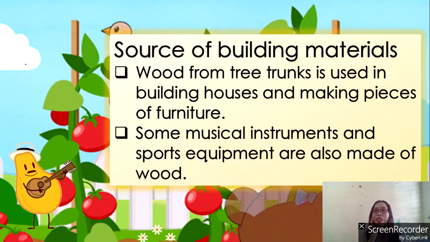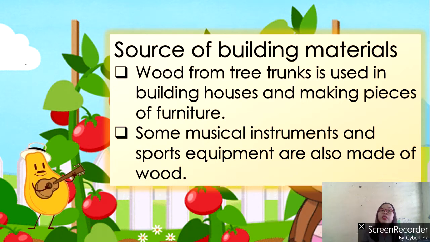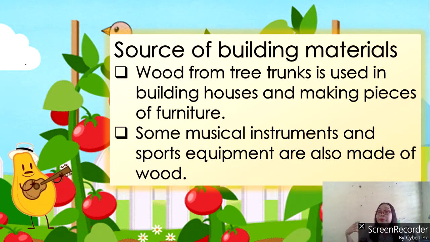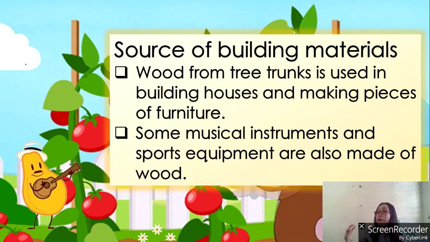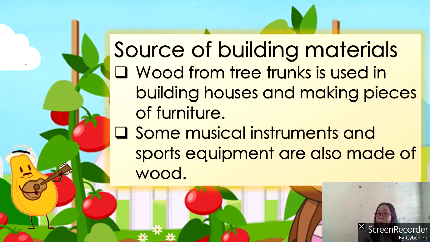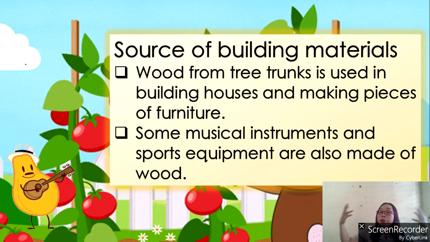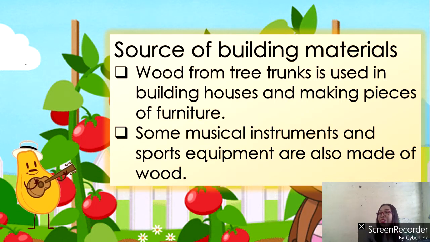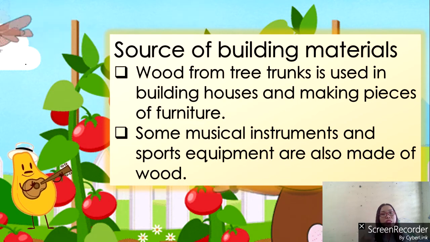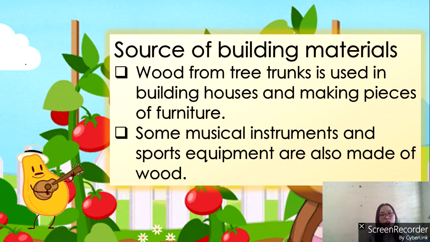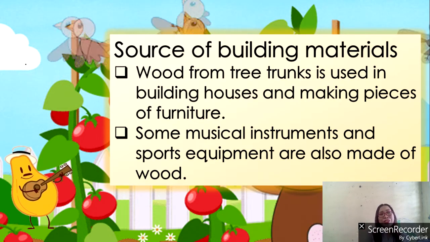Next, it could also be a source of building materials. Wood from tree trunks is used in building houses and making pieces of furniture. So the tables and the chairs made of wood in your house come from the trees. Imagine. And also, when we build our houses, we use woods and other things given by the tree. Okay, so this is important to us. We build houses, of course, we build everything, every furniture coming from wood.